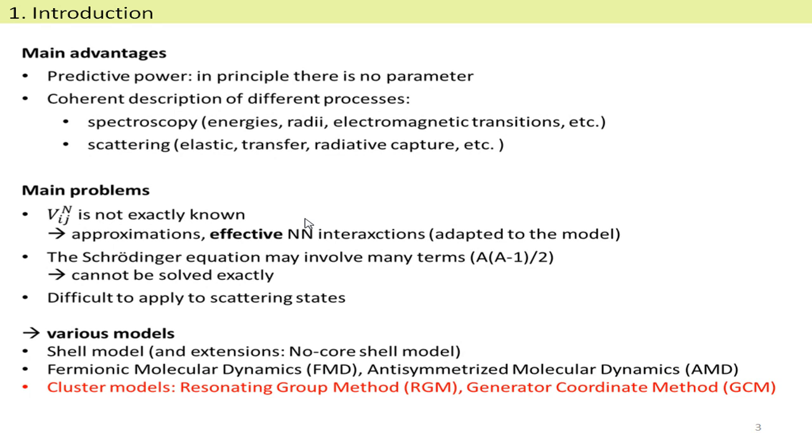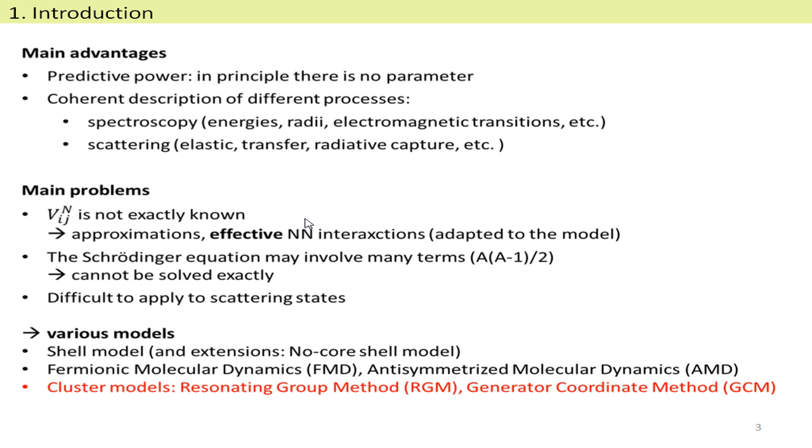Okay, and of course, the main problem is that you cannot solve a Schrödinger equation with many nucleons. There are methods to solve exactly for 3-4 nucleons. And then there are techniques now to go to slightly higher nucleon numbers, up to 12, carbon 12. But this is a real numerical challenge. And another problem is that in most cases, it's difficult to apply to scattering states.